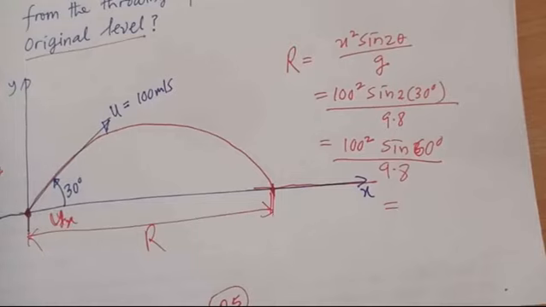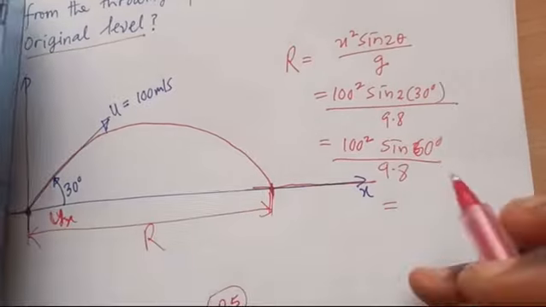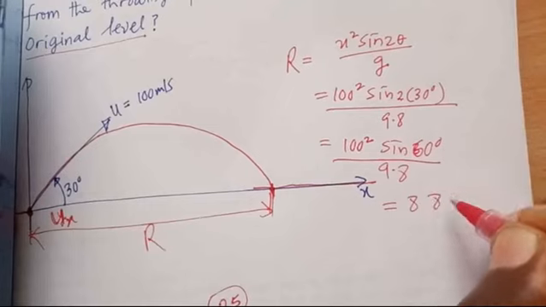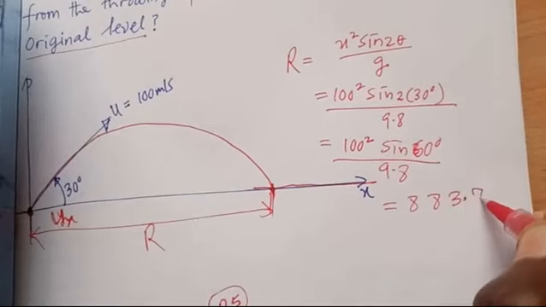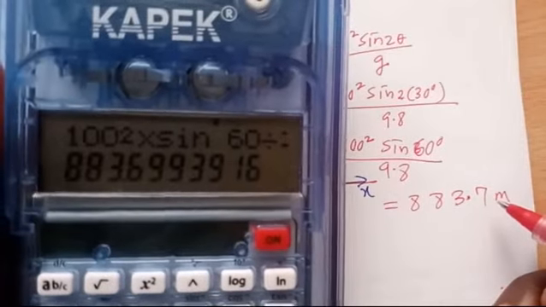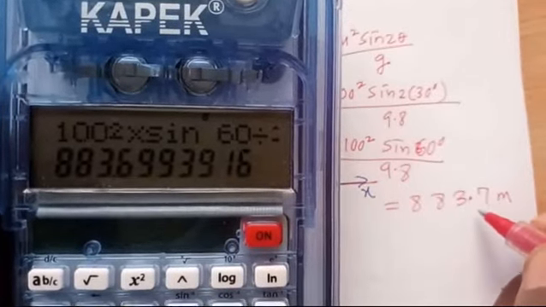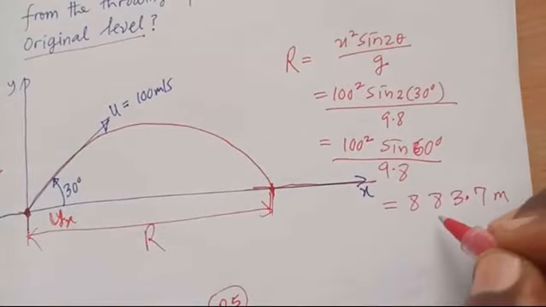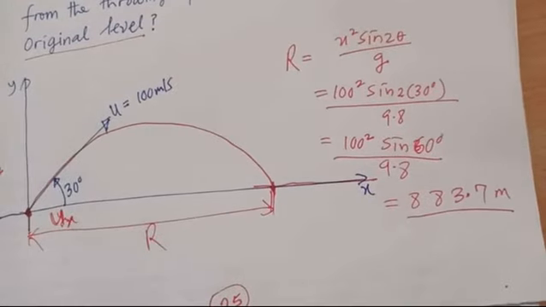Okay, press equality sign and you will get 883.7 in meters approximately. This is what you will get: 883.7 in meters.